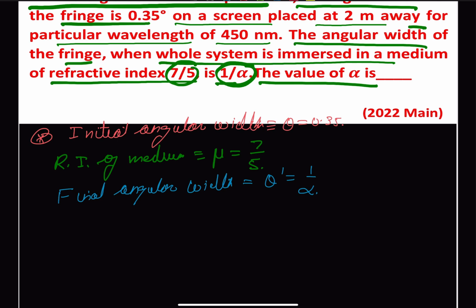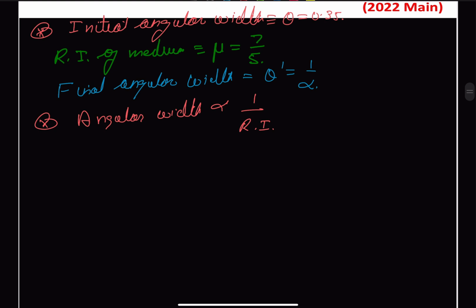We know that angular width is inversely proportional to refractive index. So therefore we can write that our theta prime will be equal to theta upon n, which is our 0.35, and this is 7 divided by 5.